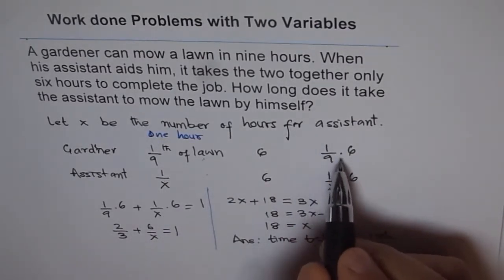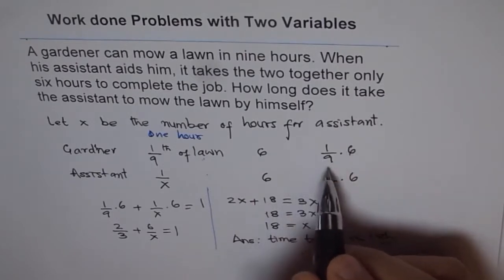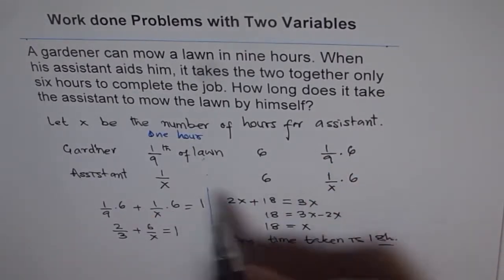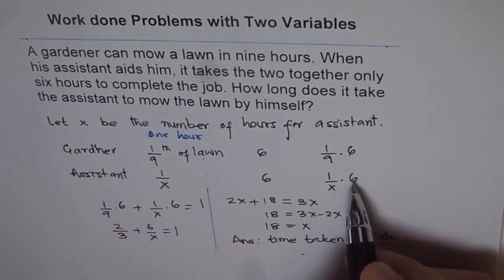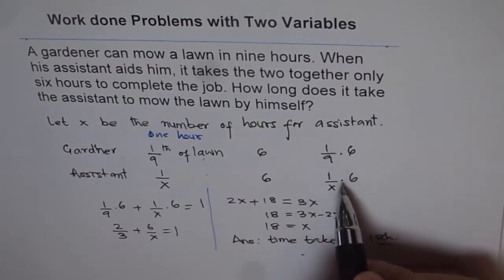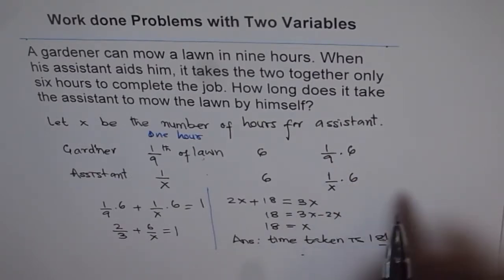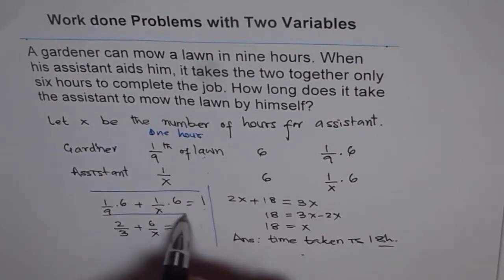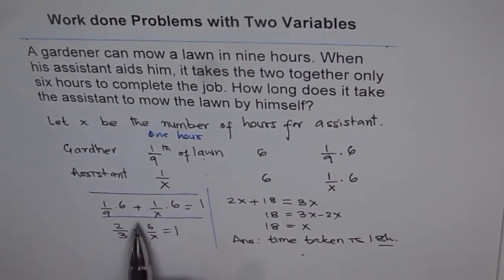So 1/9 times 6 is the total job. This is the total fraction of job which is done by the gardener. And as far as the assistant is concerned, 6 over x is the job done by the assistant. And when they work together, they complete the whole job, which is 1. And that is how we get our equation here. Do you see that? And now it's just a problem to solve the equation and get the answer.